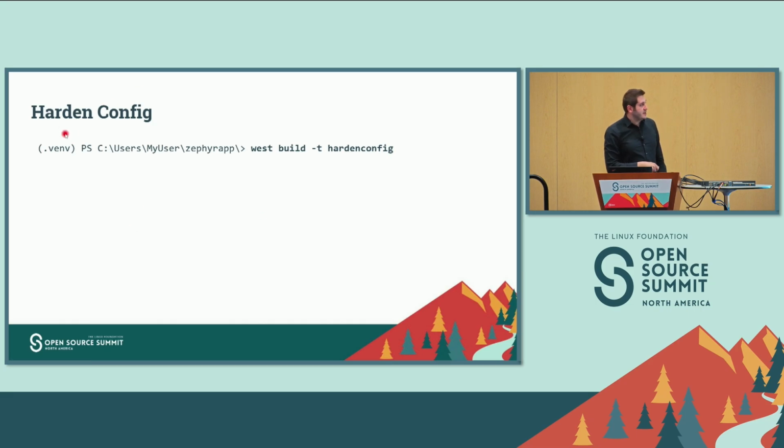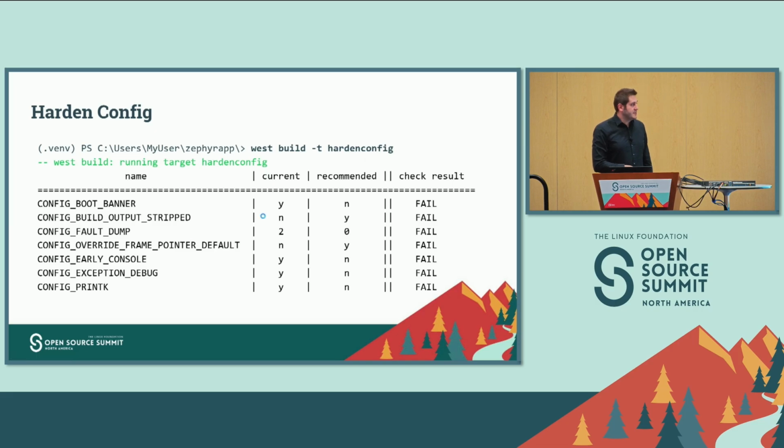Another nice command that we have is hardenconfig. So west build -t hardenconfig. Basically, it will tell you the different Kconfig options that you have: this is recommended, this is not recommended. So for example, if you disable the boot banner, I don't think this would be a good idea. And also some other things that we do that are not recommended. This is based on something that is part of the Zephyr code. You can also add your custom one, if you want to add your custom auditing of the Kconfig.